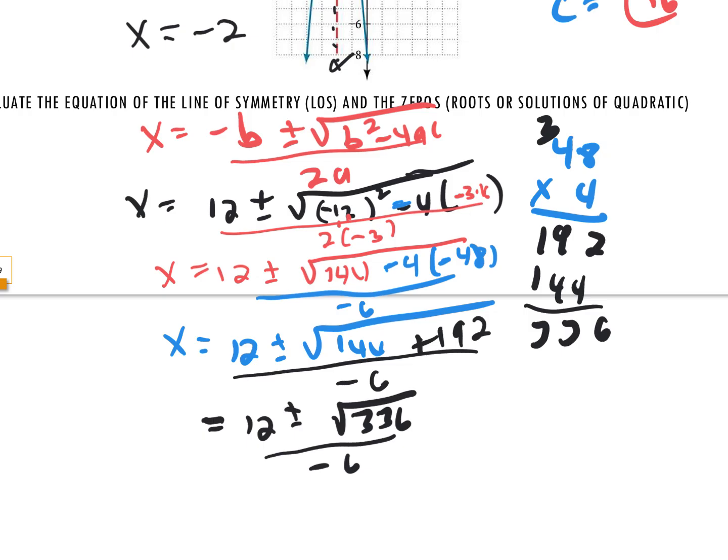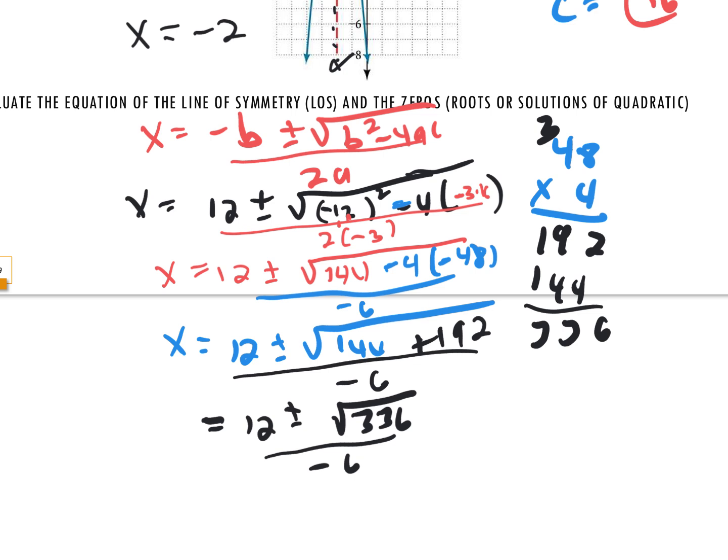But let's continue and say, does a 9 go into it? That's the next perfect square, 9. Does a 9 go into it? I don't think 9 goes into it. The next perfect square would be 16. And believe it or not, I can tell you 16 goes into it. How do I know?